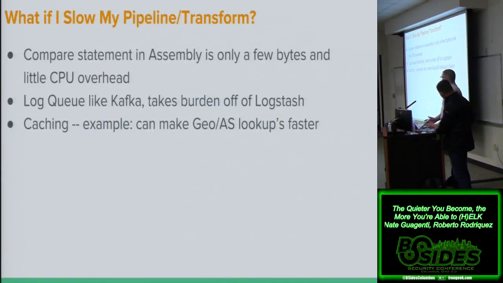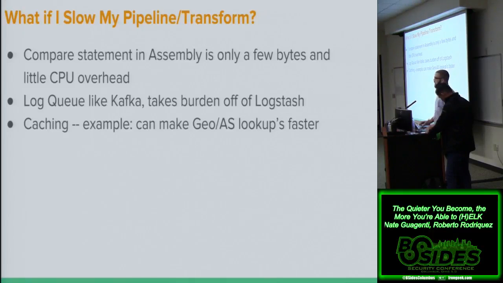So how do you solve all these problems without slowing down your pipeline? Just remember that in assembly, in computer code, a compare statement is literally a few bytes and adds almost no overhead to the CPU. A CPU should be able to perform millions of those a second or more, who knows.